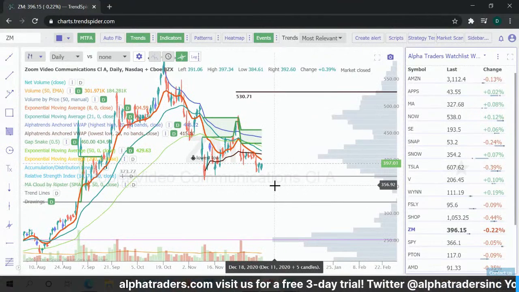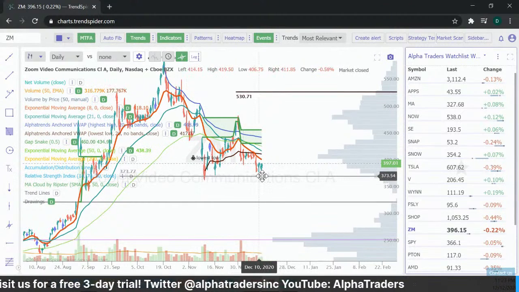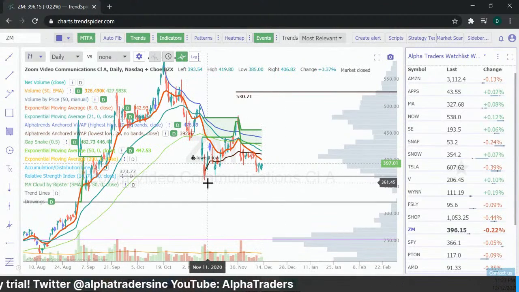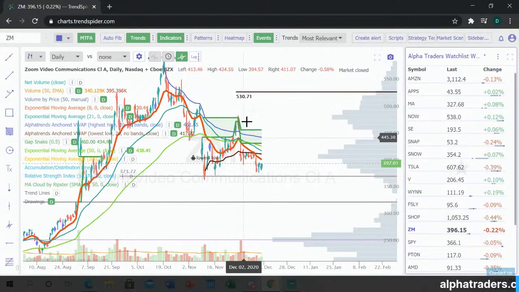Zoom. I think Zoom looks great. It has been holding this area. Some would call it a double bottom. I call it a higher low off the double bottom. So yeah, you could call it a double bottom, but I call it higher lows out of this range here. It took a little time up, just a little up, down.